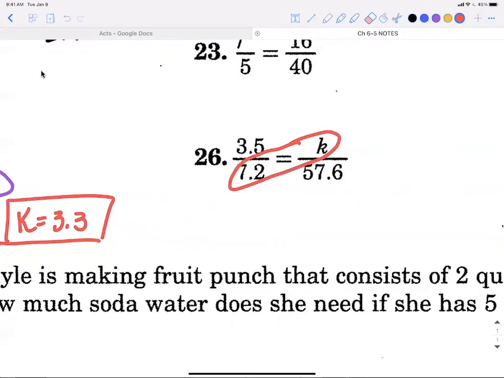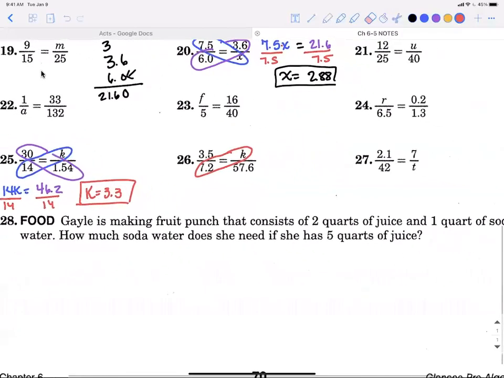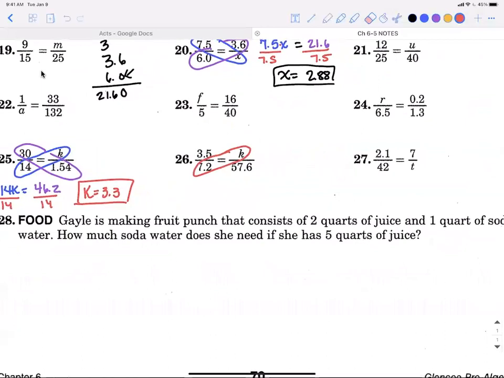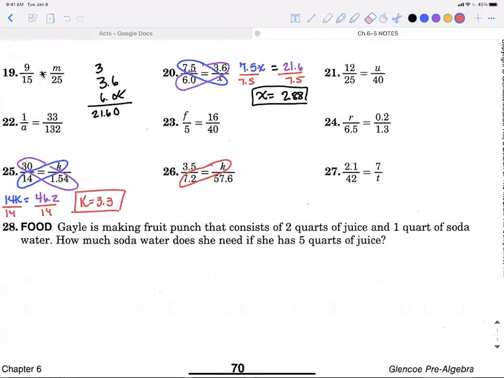Homework doesn't have any word problems. You don't have to write this one down. Gail is making fruit punch that consists of 2 quarts of juice to 1 quart of soda. So you'd set that fraction up 2 to 1, right? And we did what? We did juice on top.